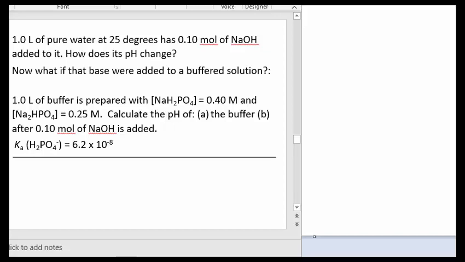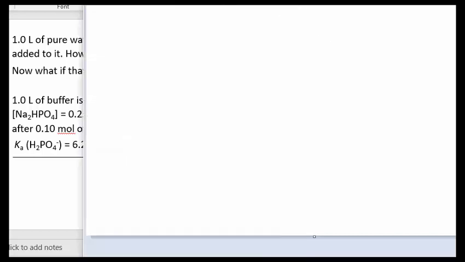This is a similar example to one we did a minute ago. Okay, first question. If we add 0.1 mole of sodium hydroxide and the volume of the solution doesn't go above 1 liter, we have basically a 0.1 molar solution of sodium hydroxide.